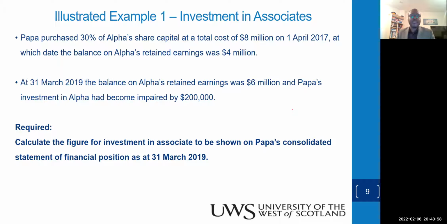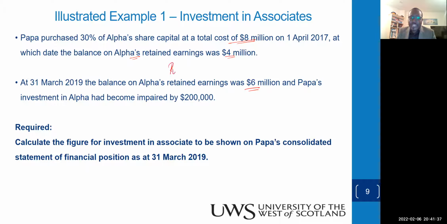A typical example. Let's take this example. Papa purchased 30% of Alpha's share capital at a cost of investment of 8 million, on 1st April 2017, at which date the retained earnings of Alpha, the associate, was 4. Are we interested in their earnings at acquisition? Not really. We're only interested in the post-acquisition. As at 31st March 2019, two years later, we are told that the balance on Alpha's retained earnings was 6.